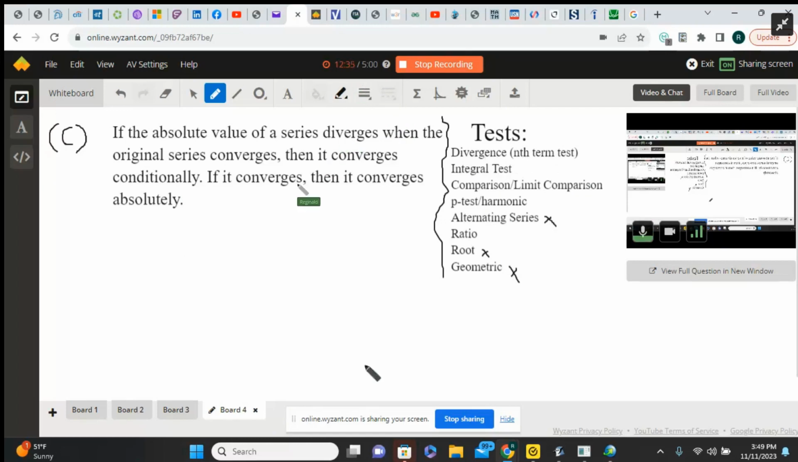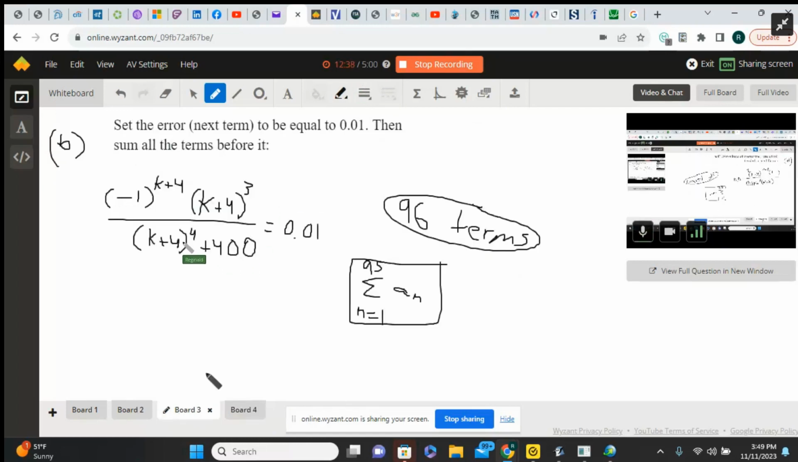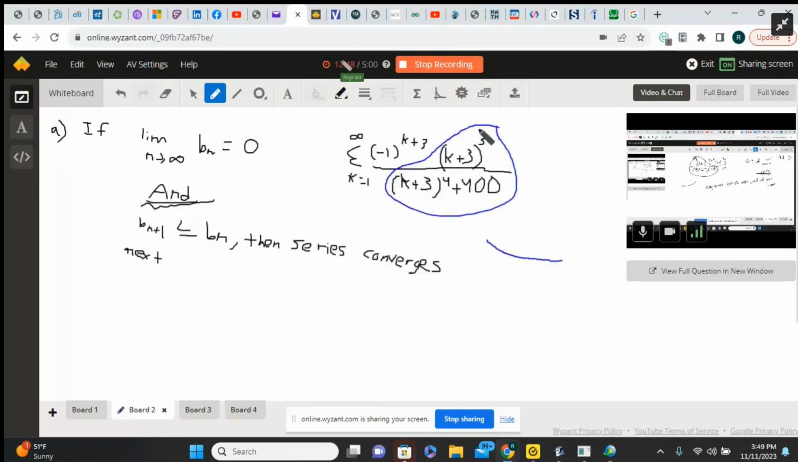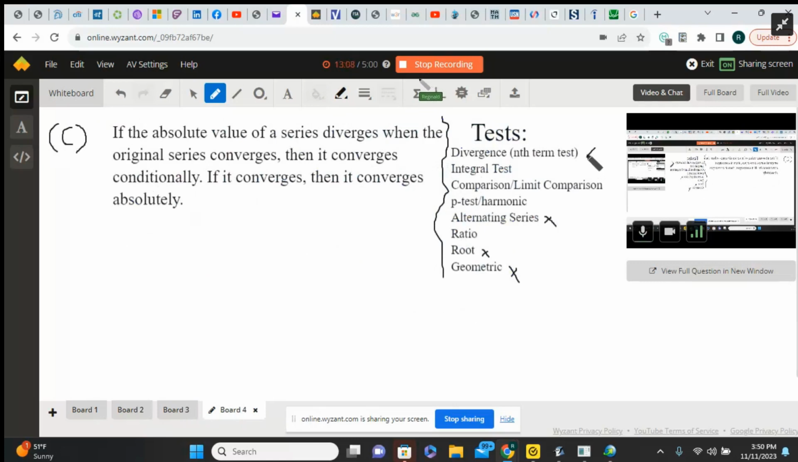So let's look at the nth-term test. If the limit as n goes to infinity of this thing is not equal to zero, then it diverges. That doesn't mean that it converges, but it means that it diverges. If you put infinity here and here, eventually using L'Hopital's rule it's going to go to zero. So it doesn't diverge, and that test doesn't help us. What about the integral test?